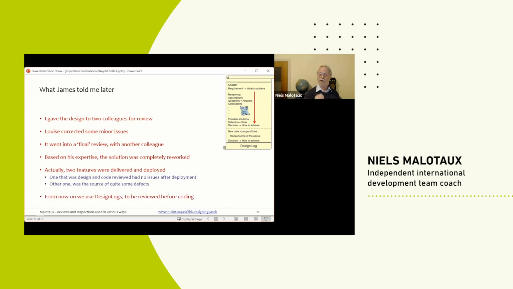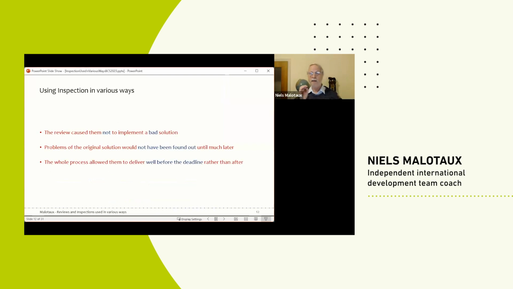So James said, from now on, we use design logs to be reviewed before coding. So the title is Using Reviews and Inspection in Various Ways. The review caused them not to implement a bad solution. Isn't that great? Problems of the original solution would not have been found out until much later, was their verdict. And the whole process allowed them to deliver well before the deadline rather than after. Isn't that an interesting result of this?